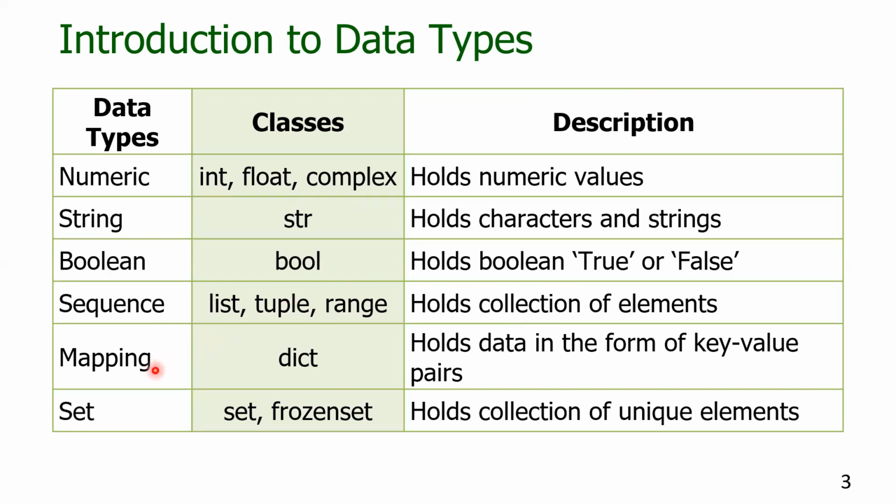It supports the mapping data type by using the class dict, which stands for dictionary, that holds the data in the form of key value pairs. It also supports the set data type by implementing the classes set and frozenset, which hold a collection of unique elements.